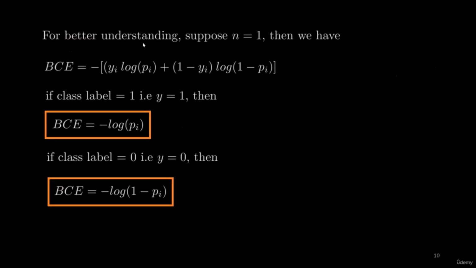Now for simplicity and better understanding, suppose N is equal to 1, that is, we have only one sample. If we have only one sample, this is the form of binary cross entropy loss. Again we can see that we have two terms.